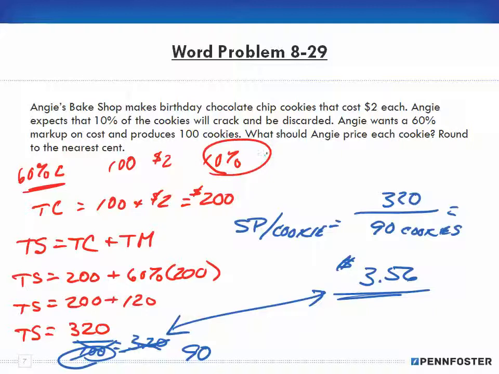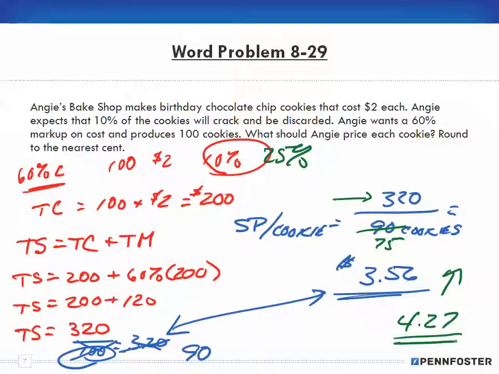If I had gone and said, okay, 25% of the cookies are going to be broken, stolen, or whatever have you, well, I would still take my total sales price of 320, but now instead of 90, I would end up with the 75 cookies that I'm actually able to sell. So that's going to increase the price per cookie. Right? So let me just quickly do that math. 320 divided by 75, that means I would have to price each cookie at $4.27.